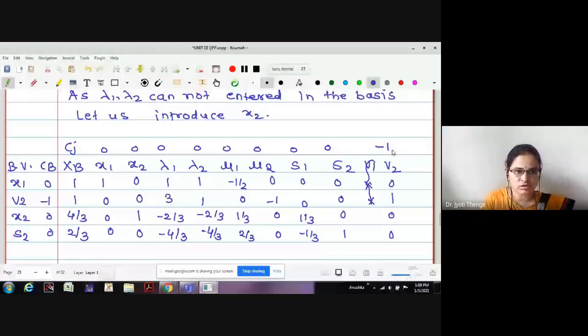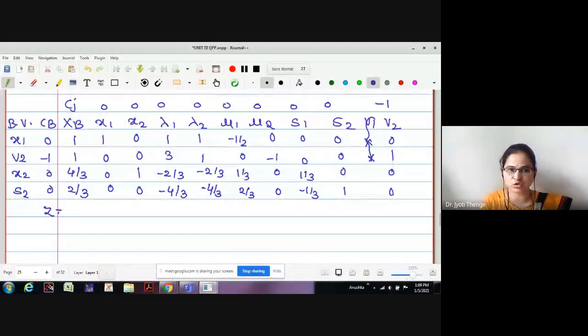Let me check the cost. Cost is again -1. There is no change. Let me write the net evaluation 0, 0, -3, -1, 0, 1. This one is 0, 0. For V2 it is 0.